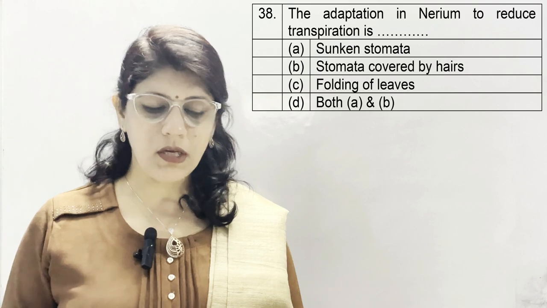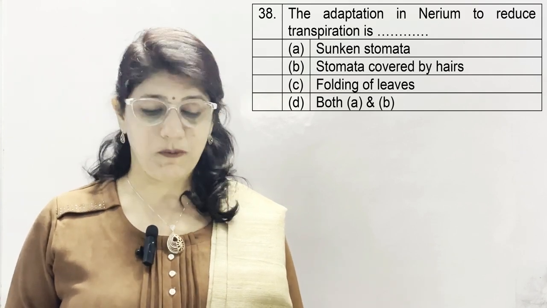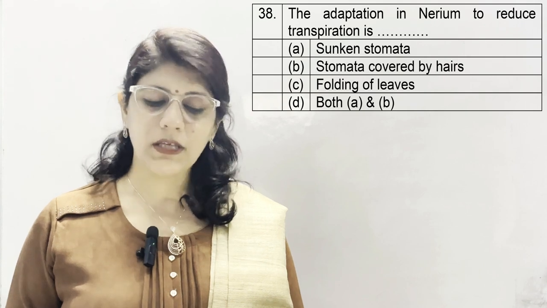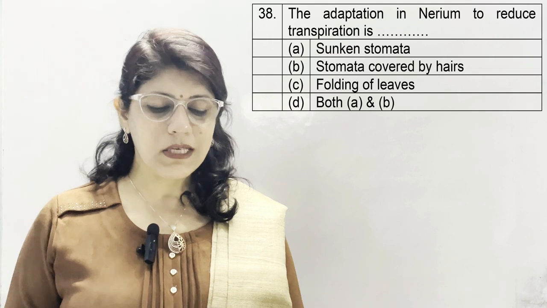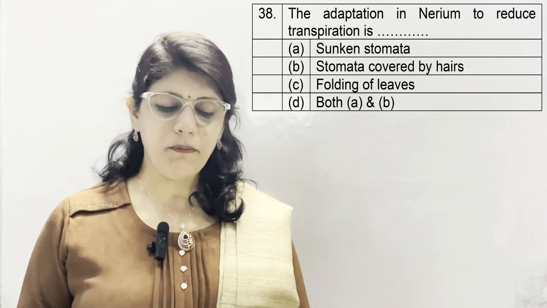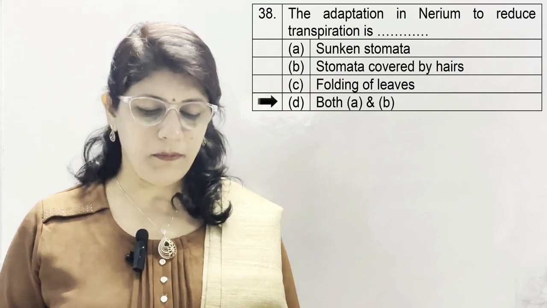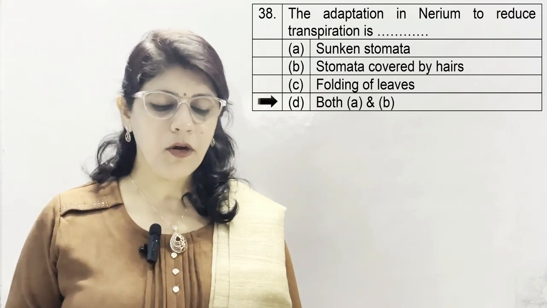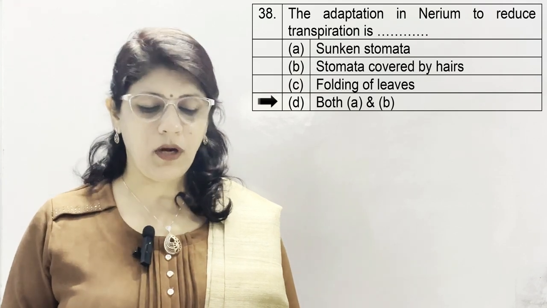In question number 38, the adaptation in nerium plant to reduce transpiration is A option sunken stomata, B option stomata covered by hair, C is folding of leaf and D both A and B, and the correct option is D, both A and B, because in nerium plant both adaptations are there, sunken stomata are there and stomata covered by hair.